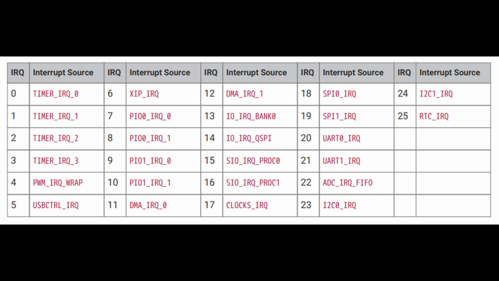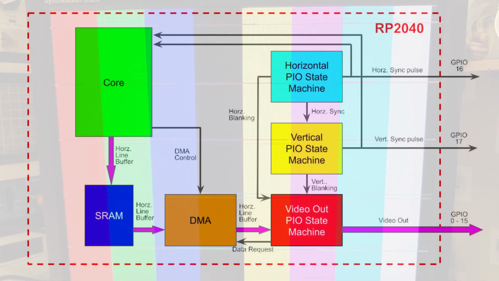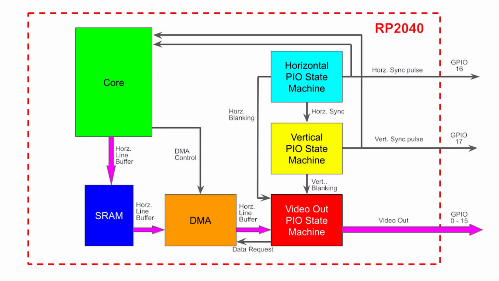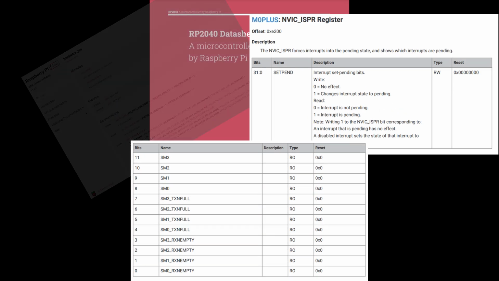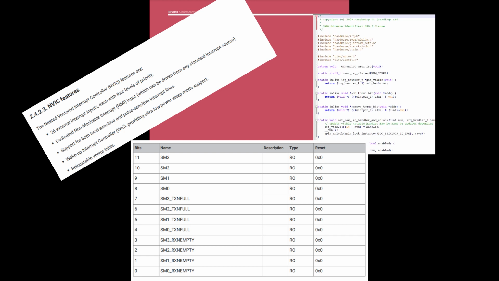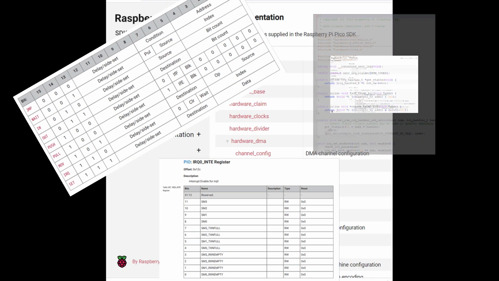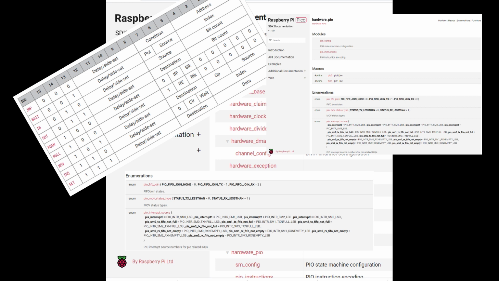Why would we use PIO interrupts? An example is my homebrew video interface, which was featured in PIO episode 12. Here, state machines use interrupts to communicate their status to other state machines and the core. This means the PIO can complete complicated processes on its own with almost no assistance from the main core. There's a lot of documentation regarding PIO interrupts, but it's in a lot of different places. I'll put a link to all the documentation I used in the description below.